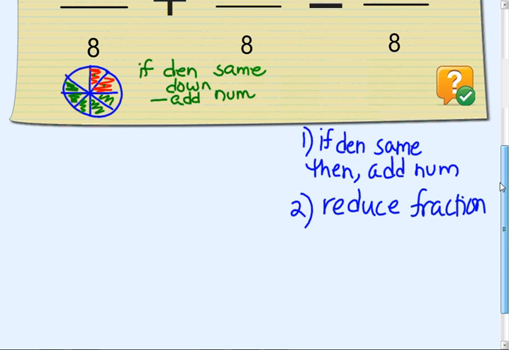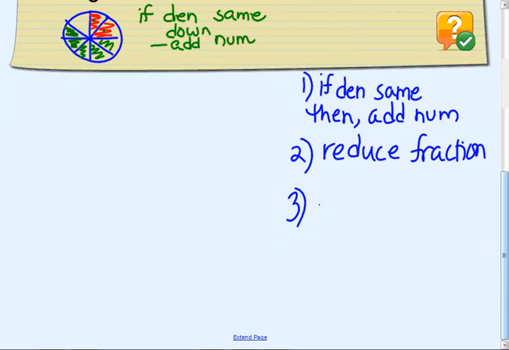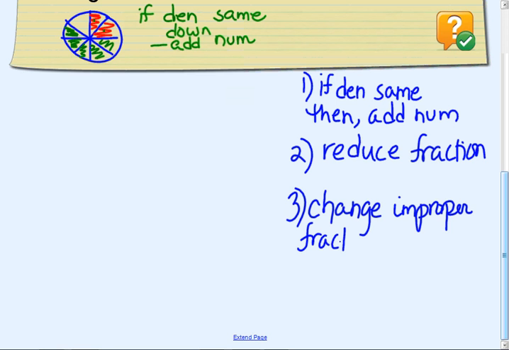After you reduce your fraction, you may have a mixed number. We are going to do that just in this unit. If you have an improper fraction, change the improper fraction to a mixed number. In algebra, we don't do that. I'll give you an example.